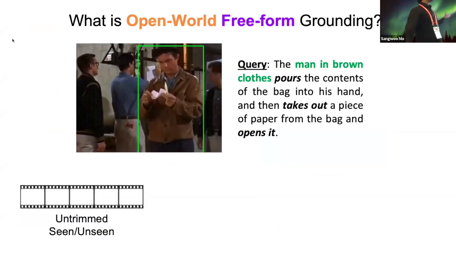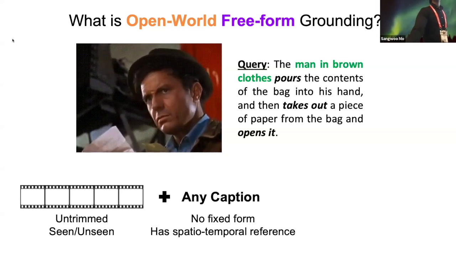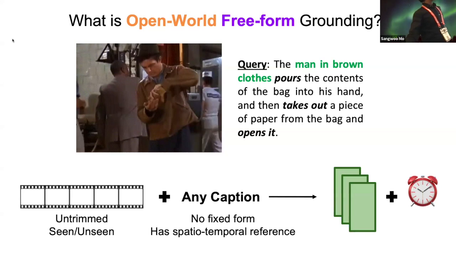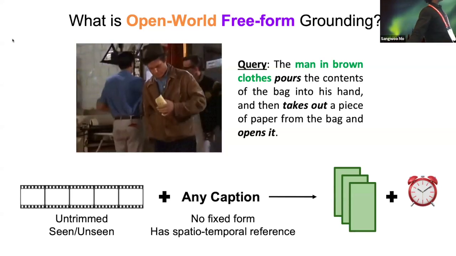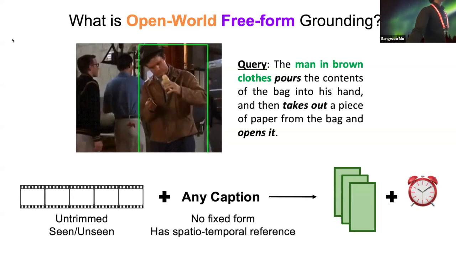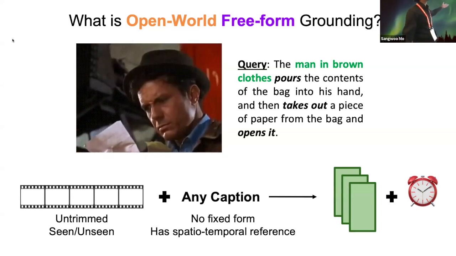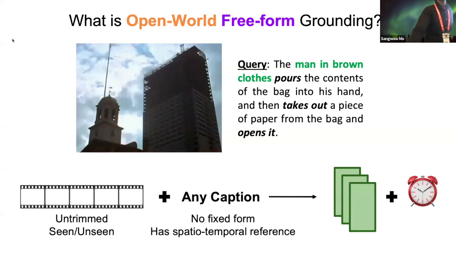To give a bit of background, STVG involves open world free form grounding, which basically means that you're given an untrimmed video from a real world scene. You're given any caption. The caption does not have any fixed structure or fixed form. And you're expected to ground both the person or object being talked about in the caption, as well as the specific temporal subpart of the video that is being referred to by the caption. So you can see that the man is actually present in most of the video, but we only ground him for the parts where he does certain actions.